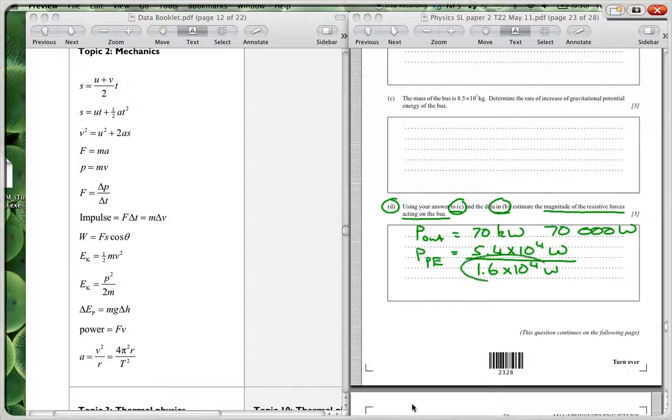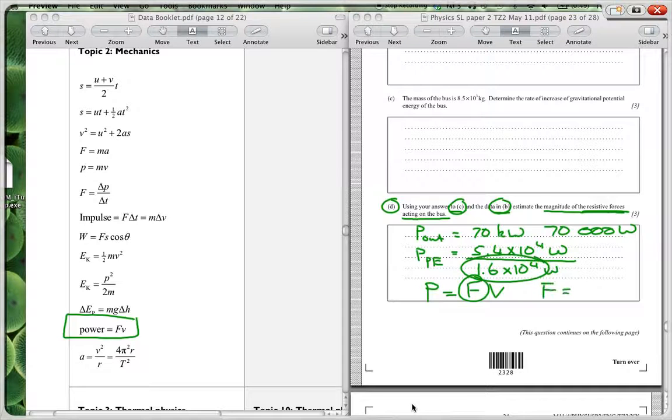Now this is the power that is used to overcome the frictional force. This is the extra power that the engine has to put in to overcome the frictional force. Now we want to work out the magnitude of the resistive forces. What formula do we have that relates that? Well, power is equal to FV. So I can put that in here, and the force is what I'm wanting to work out.